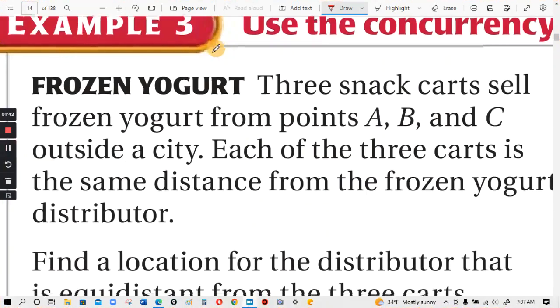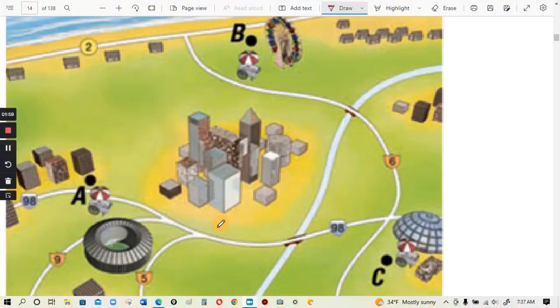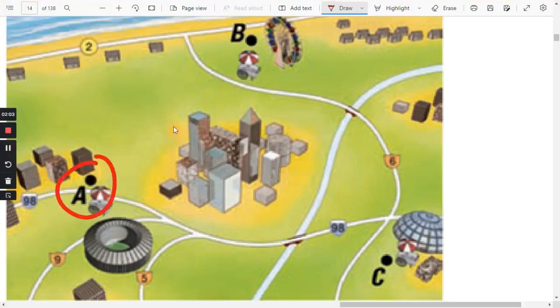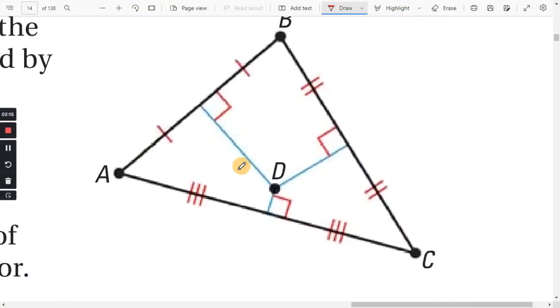Example 3: three snack carts sell frozen yogurt from points A, B, and C outside a city. Each of the three carts is the same distance from the frozen yogurt distributor. Find the location for the distributor that is equidistant from the three carts. So here's just a sketch real quick. These are the carts: A, B, and C. What they did was construct a triangle out of A, B, and C.